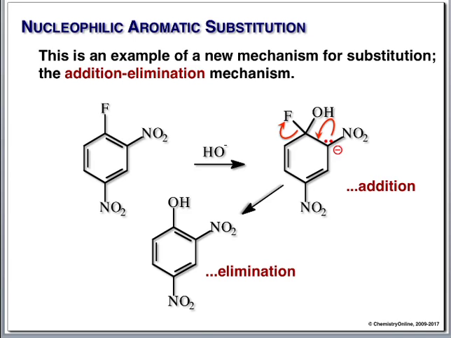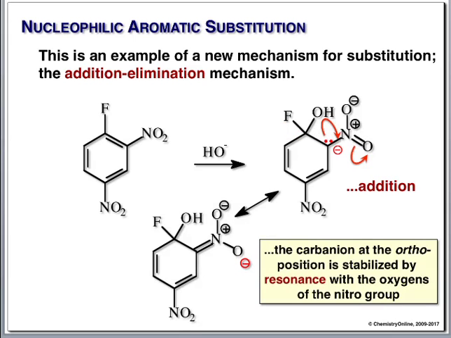Probably the most important thing I want you to remember out of this is this. Make sure you understand how a nitro group can delocalize a negative charge. Once again, it takes it from the carbanion and makes it an oxyanion. Carbanions are unstable. Oxyanions are much, much better. Any questions?